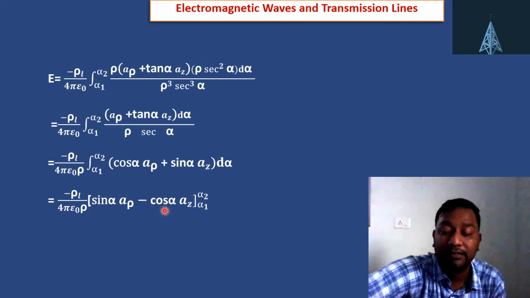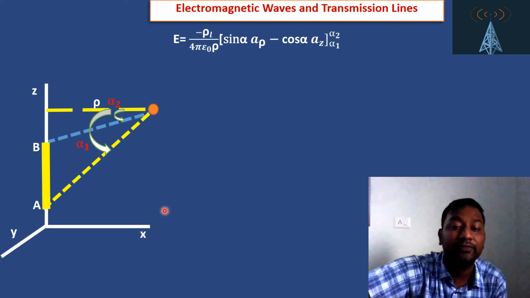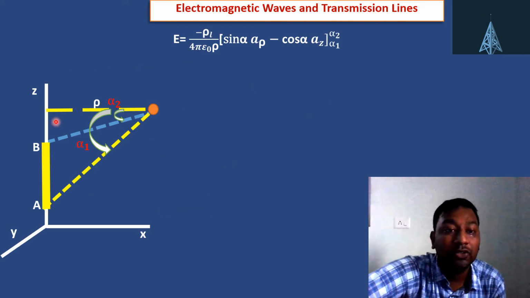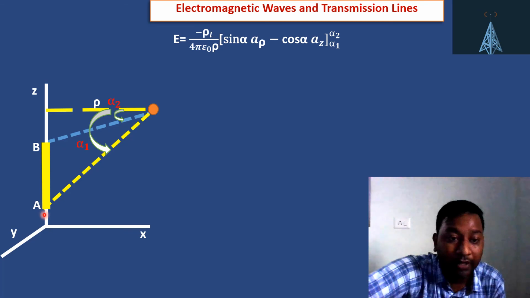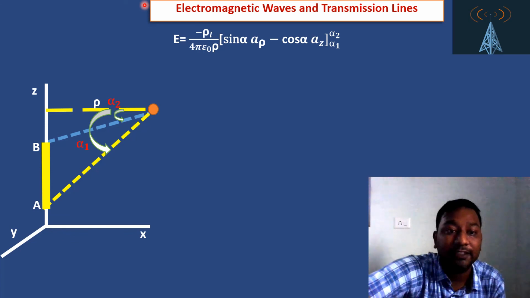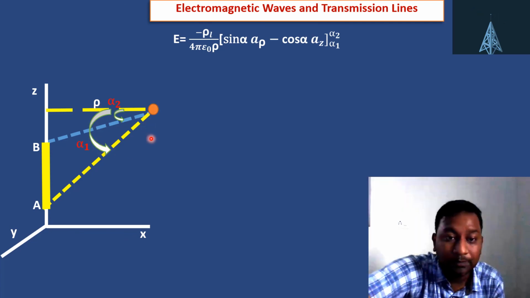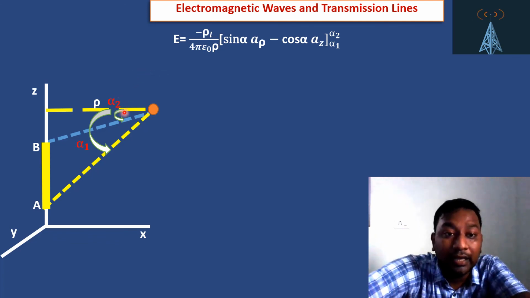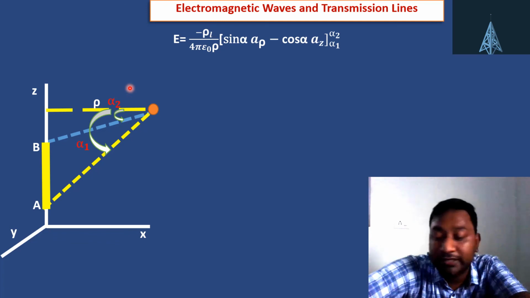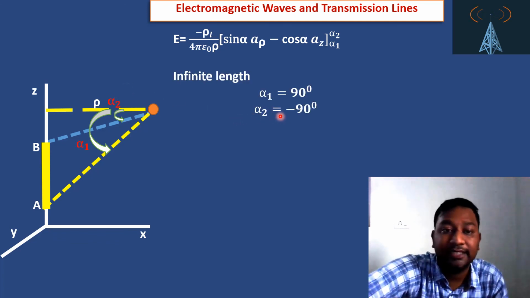Now we will see the electric field intensity for an infinite length. Okay. If infinite length means this point A is going to minus infinity and point B is going to plus infinity. So if point A goes out, then this angle α1 will increase, up to infinity. Similarly, if B is extended in the positive z direction, then α2 changes direction and becomes −90 degrees and α1 becomes +90 degrees.